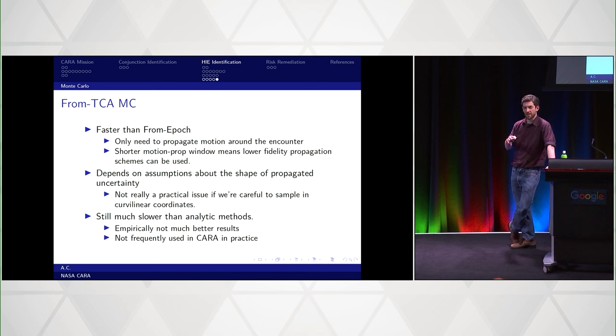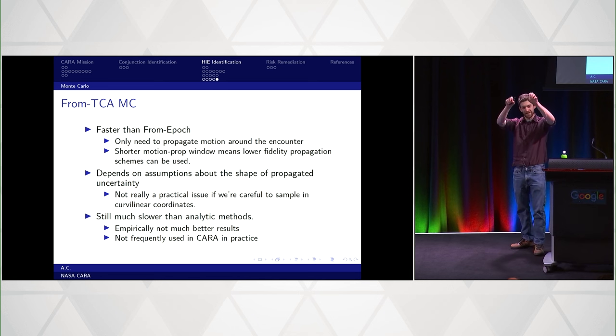Unfortunately, this is not quite as theoretically robust as a from epoch because it looks like we haven't made any assumptions, but there's a hidden assumption in the way that our uncertainties have been propagated, which if you dive into the way that uncertainty gets propagated through these ODE solvers, it winds up implicitly linearizing the dynamics as they evolve over time, which looks an awful lot like assuming Gaussian distributions, not just at the start, but at the end. In practice, it turns out this doesn't matter as long as we sample in what are called curvilinear coordinates.